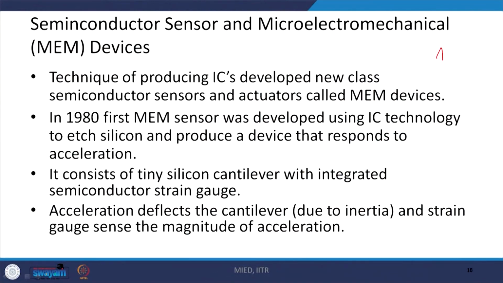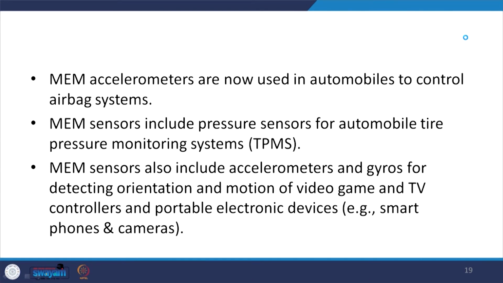I hope all of you know the cantilever. So, we have a small device, it consists of a tiny silicon cantilever with integrated semiconductor strain gauges. So, here could be a strain gauge and this is your cantilever. Now, what happens? Acceleration deflects this cantilever due to inertia and the strain gauge senses the magnitude of the acceleration. MEM accelerometers are now used in a variety of places.